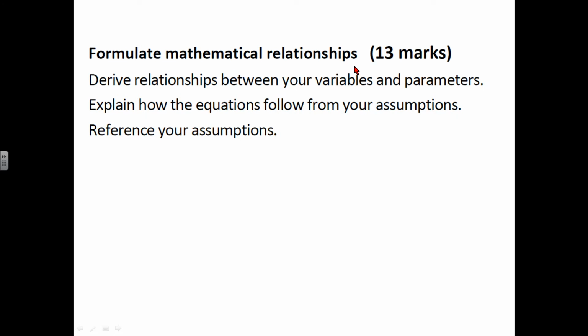Formulate mathematical relationships. So we've got 13 marks here. What we're doing is deriving relationships between your variables and your parameters, and we're explaining how the equations follow from your assumptions, and you reference your assumptions. It's quite difficult to know when formulate mathematical relationships ends and the next section starts, deciding from where to where. You won't be penalized too much if you get the position wrong, if you have formulated slightly too much or slightly under formulated, so don't worry too much about it.